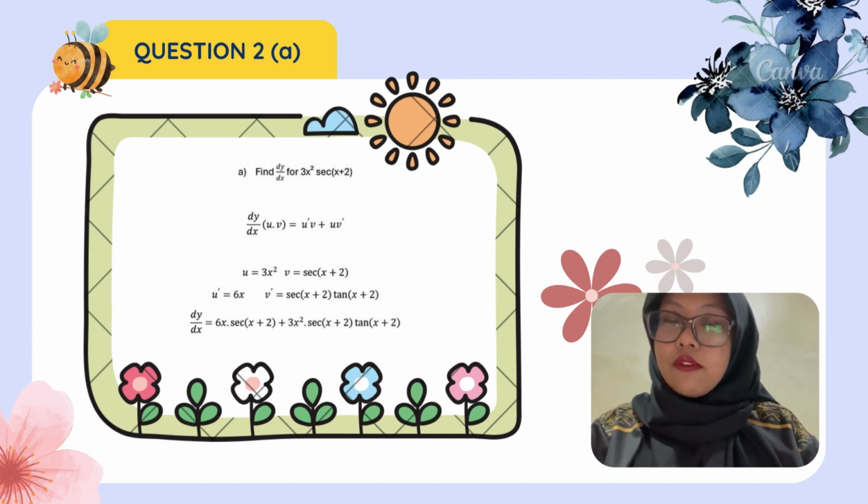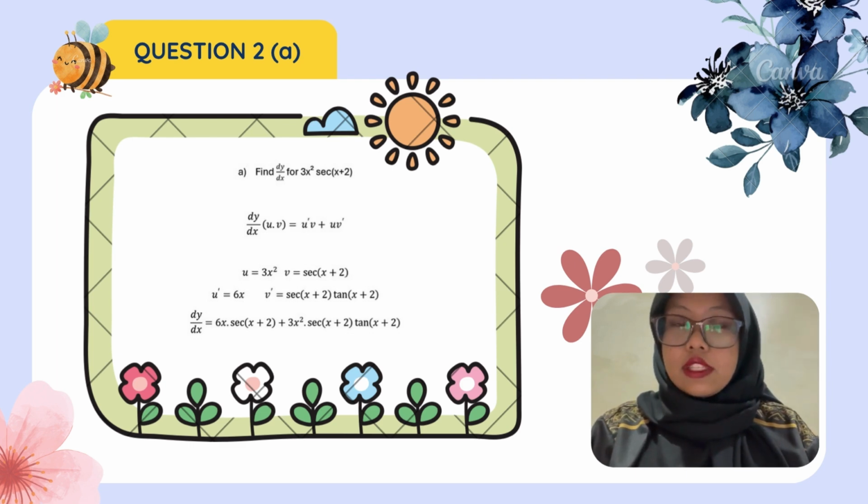After finding the derivatives, we substitute everything into the product rule formula, which is dy/dx equals u prime v plus uv prime. Substituting in the values, we get dy/dx equals 6x times secant (x plus 2) plus 3x squared times secant (x plus 2) times tan (x plus 2).